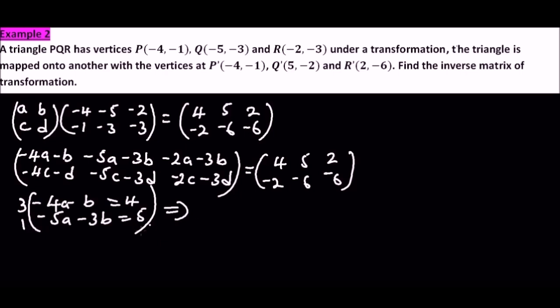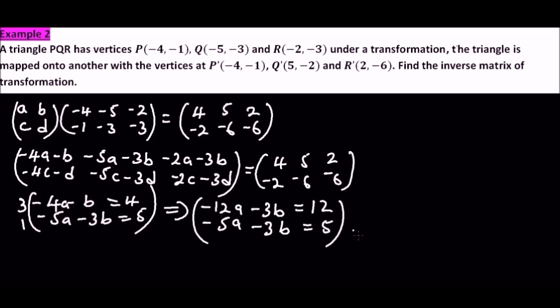So you end up with minus 12A minus 3B, and it is equal to 4 times 3, which is 12. Then the other one will remain the same: 5A minus 3B is equal to 5. Now we should be able to eliminate B by subtraction, so that we have minus 3B minus 3B, that will be 0.